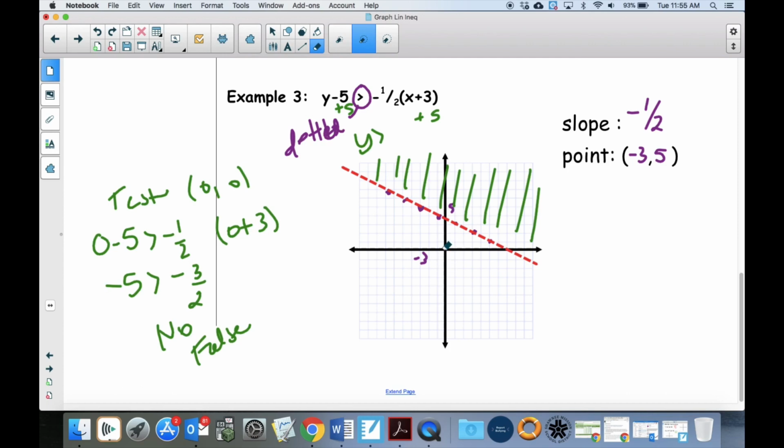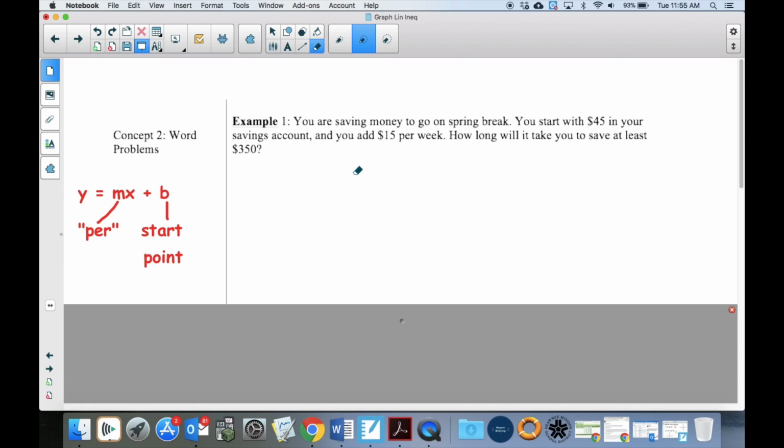Let's go ahead and turn the page. Okay, some word problems. We all need a little bit of practice with word problems, so here we go. This problem over in the margin, I have that this is going to be a y equals mx plus b problem, and I'm going to show you how I know that.